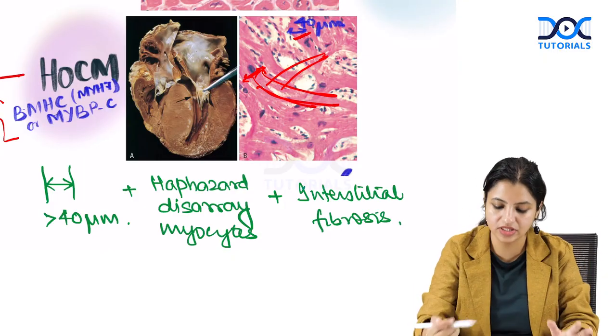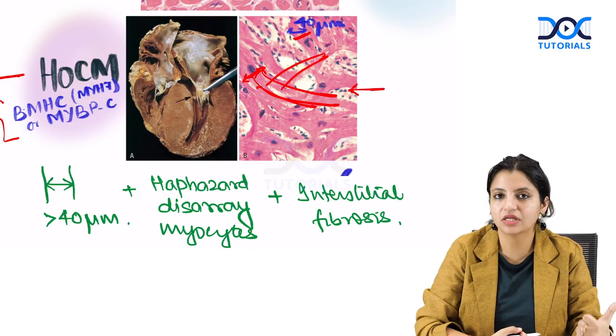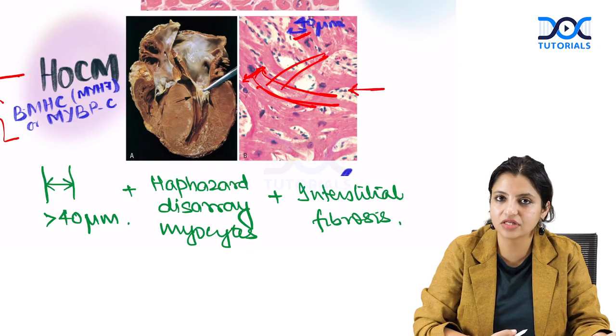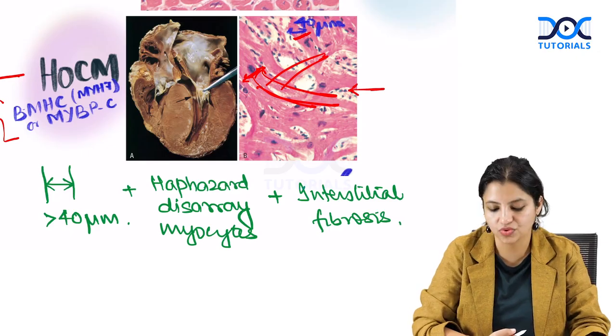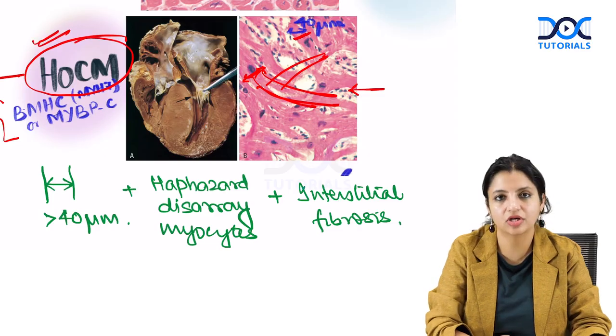So there's a lot of disarray, and there is interstitial fibrosis also in between. So there is increased thickening, there is haphazard arrangement, and there is interstitial fibrosis. So these are the three characteristic features of HOCM which all of you should remember.